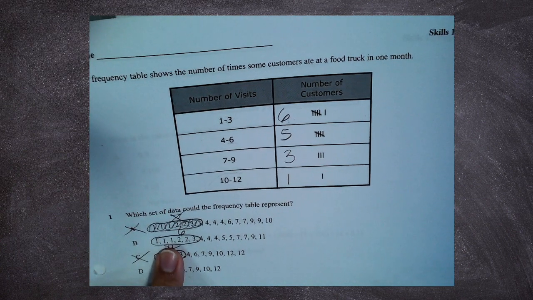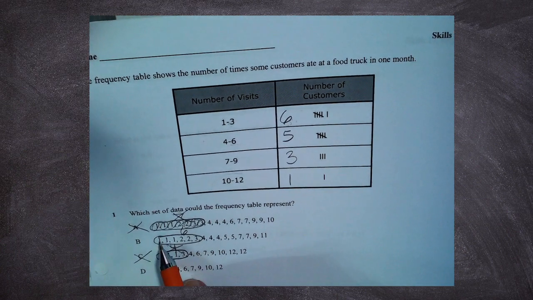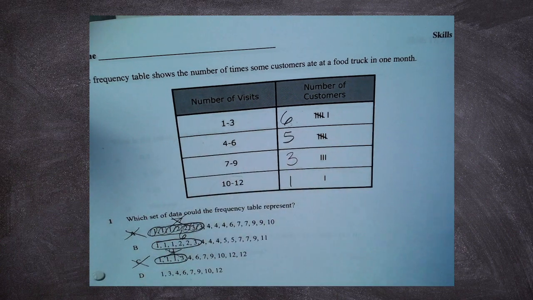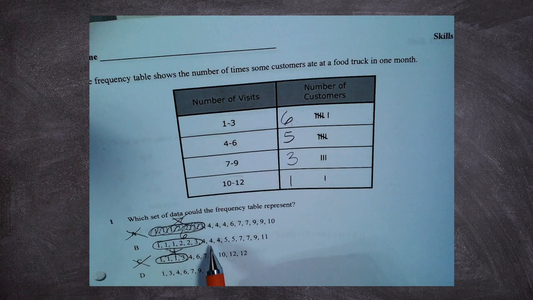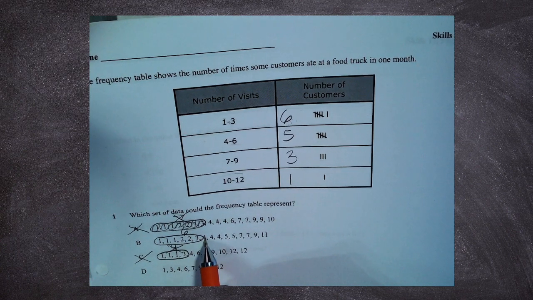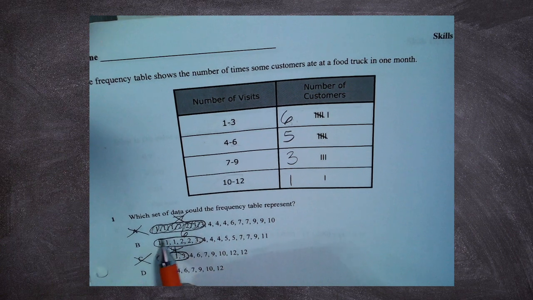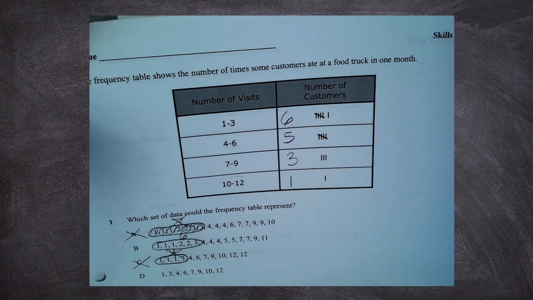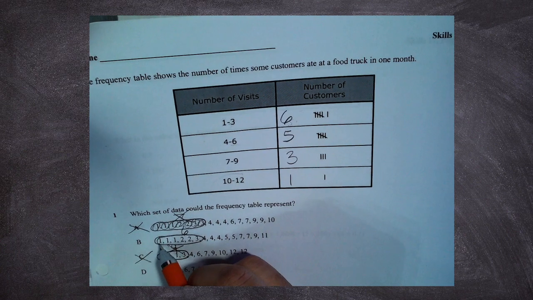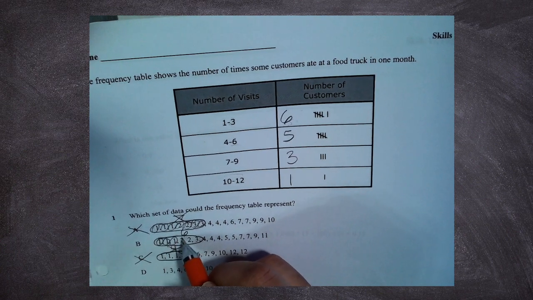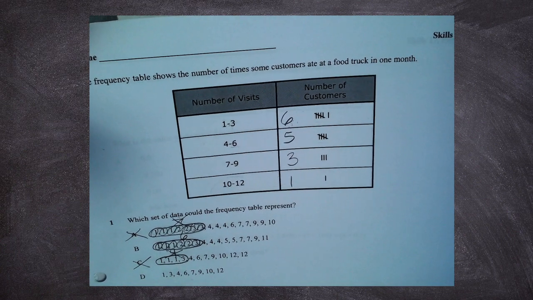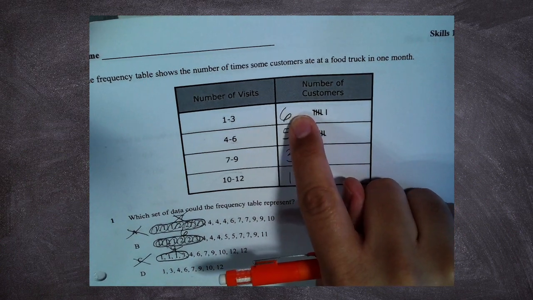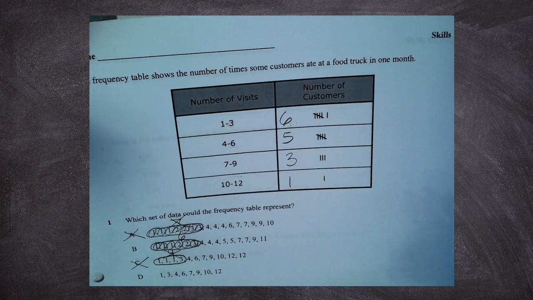I did the same thing to answer choice B. I'm putting all the numbers between 1 and 3 into a group. 1, 1, 1, 2, 2, 3. That's 4. My group ends there. When I count how many numbers are in that group, 1, 2, 3, 4, 5, 6. And if I check my chart, that's exactly how many numbers I should have in that group.